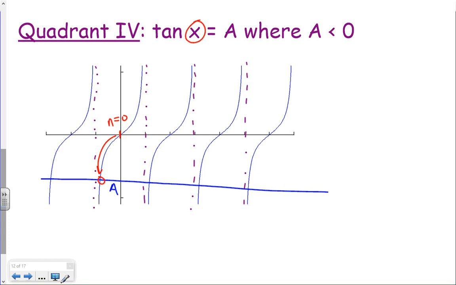Not quite as easy with sine. With tangent, I think this is pretty straightforward. There's only one solution there. Move towards it. Move to the left. So this solution that you see right there, that's the tangent inverse solution with n equals 0.